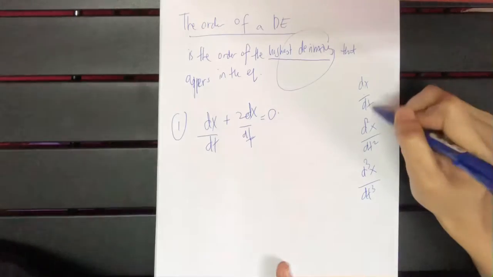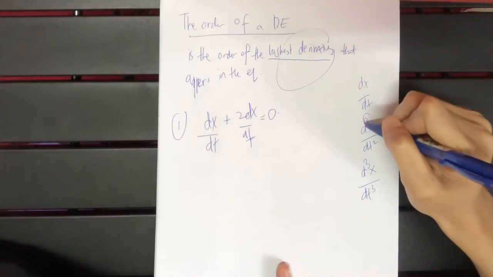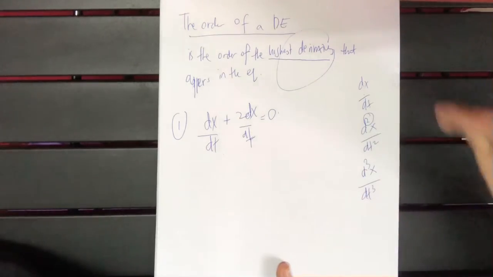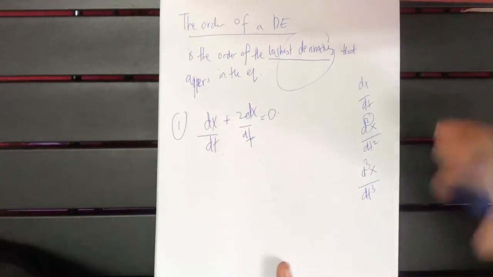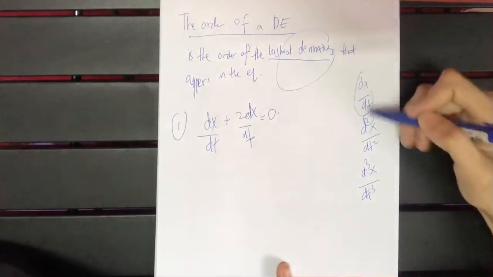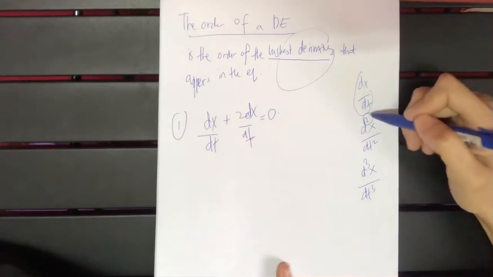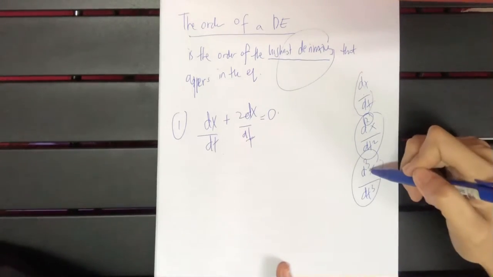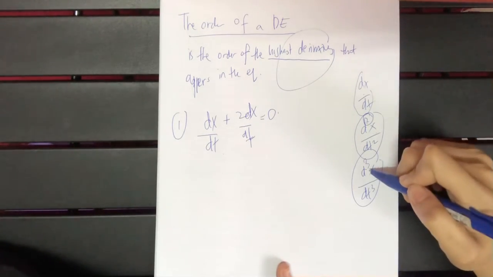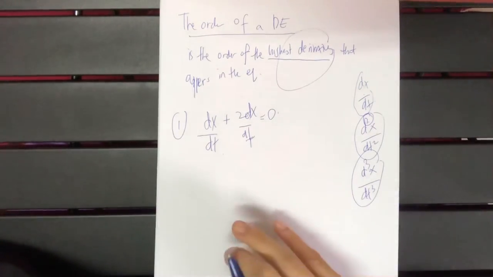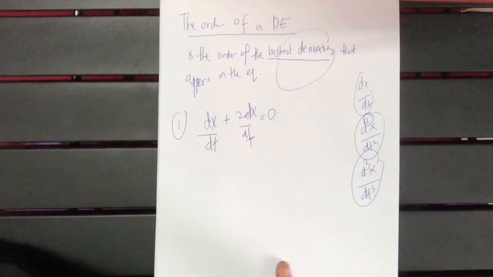The symbol or the number involved here tells us whether it is the first derivative, second derivative or third derivative. So this is a first derivative, here this is a second derivative, and this one is a third derivative. Okay, simple, right? So the order is the highest derivative that appears in that equation.